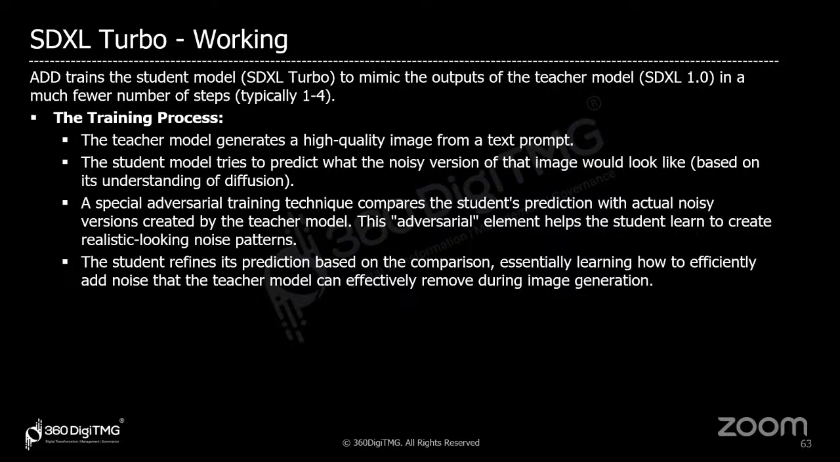The adversarial network will compare the teacher model and the student model. Then the student model will refine its prediction based on the comparison, essentially learning how to efficiently add noise so that the teacher model can effectively remove that noise during image generation. So this is our SDXL Turbo model, which has a student and teacher architecture.